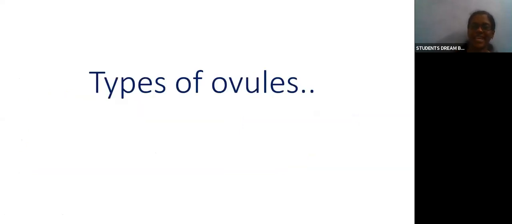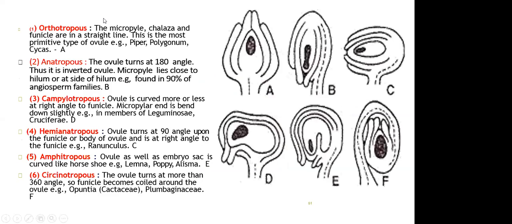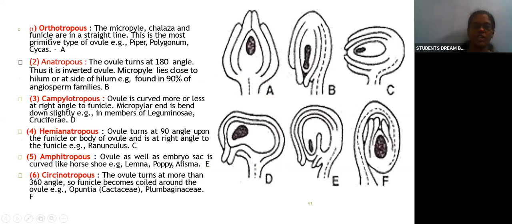Now we'll see the types of ovule. There are 6 types. Orthotropous means the micropyle, chalaza and funicle are in a straight line. If they are in a straight line, it is orthotropous. When the ovule turns at a 180 degree angle, it becomes an inverted ovule. We call that anatropous.